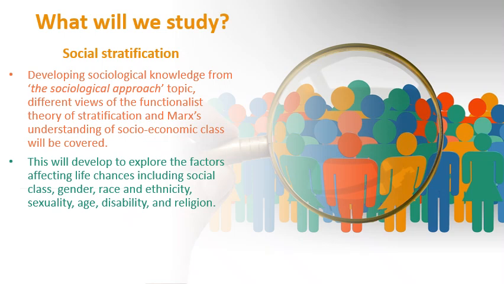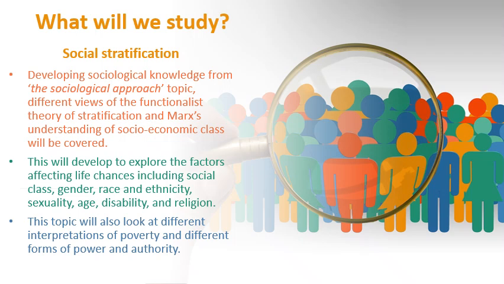How do things like social class, gender, race, ethnicity, sexuality, age, disability and religion affect your chances in life for progress, for prosperity? This topic is also going to look at different viewpoints of poverty and different forms of power and authority. Who has power? Who doesn't? Why? Who's rich? Who isn't? Why? We try and answer some of those really big questions to look at the impact on people.